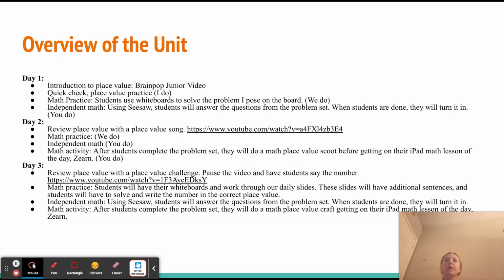Just overviewing my unit, so you're remembering what it's all about, I'm doing place value. This is my students' first exposure to place value. We have been working on addition and subtraction with teen numbers, but not specifically place value.